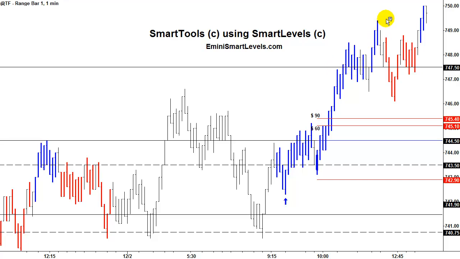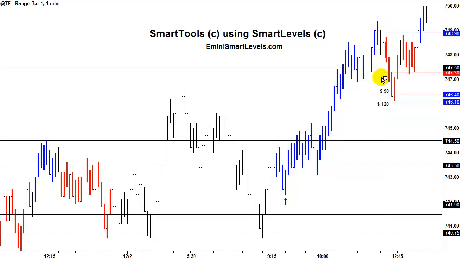This short setup was just going into the lunch hour. This is not a trade I would take so close to the lunch hour because things just slow down so much at the lunch hour. However, you can see both profit targets were reached. This trade was validated by the smart levels in that the entry was on the other side of 747.50, and the targets were, of course, down below.